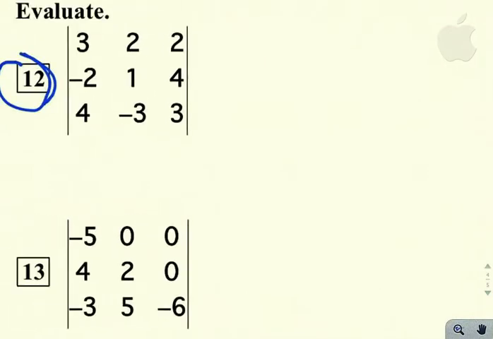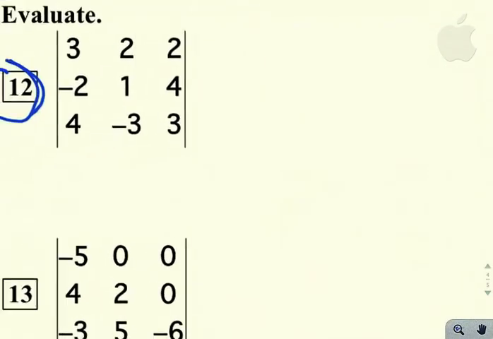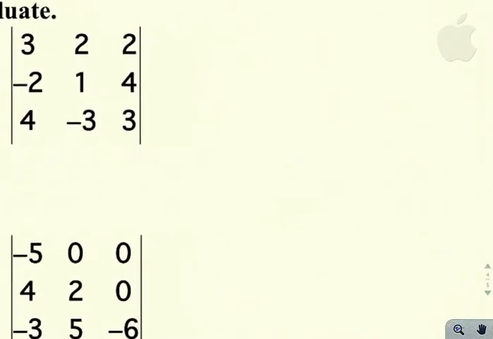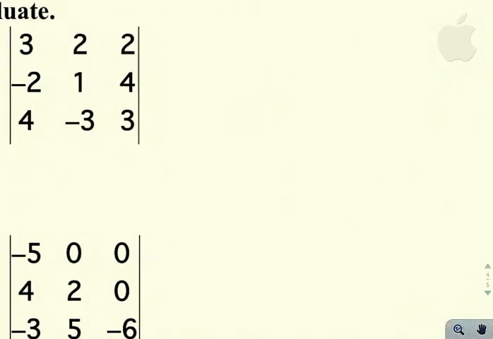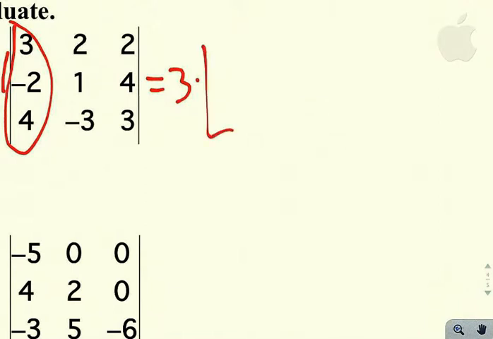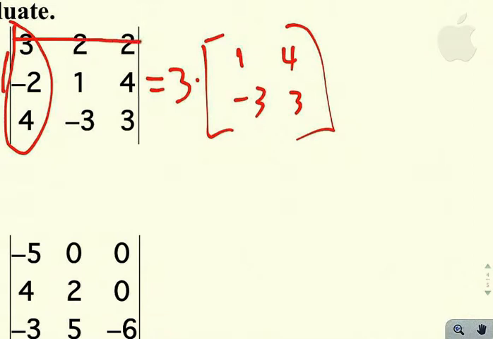Number 12. Okay, we're going to use this column. So 3 times 1, 4, minus 3, 3. Remember, it's in this row and this column. Look at the numbers that are left. That's how you get your 2 by 2.